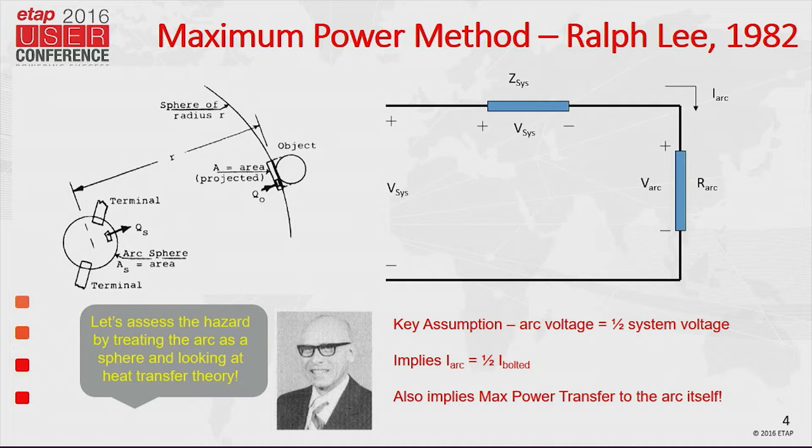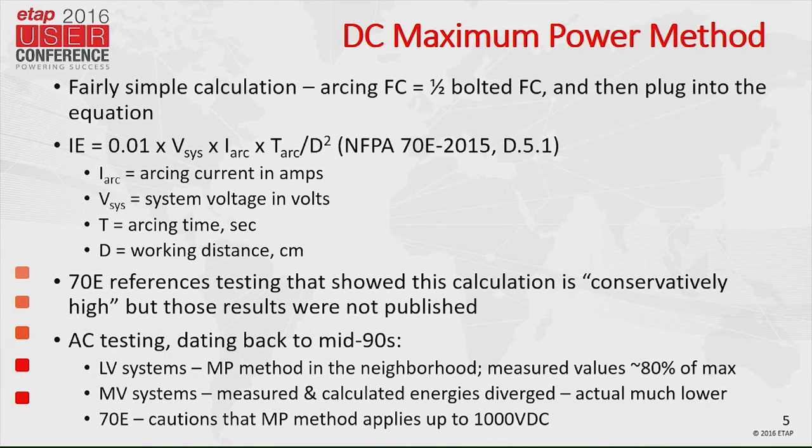Lee didn't know what the arc was supposed to look like, so he said, okay, we're just going to make a conservative assumption: assume that we can deliver maximum power to that arc. When you do that, it works out to be a fairly simple calculation. Arcing fault current is simply 1/2 that bolted fault current. And there's the equation from IEEE 1584. We plug in the voltage, we plug in that current, clearing time, and distance, and we can get an incident energy number. What could be easier than that?